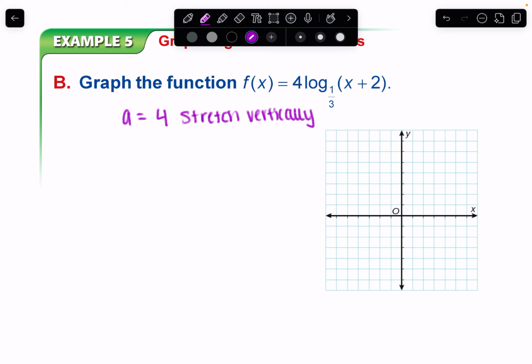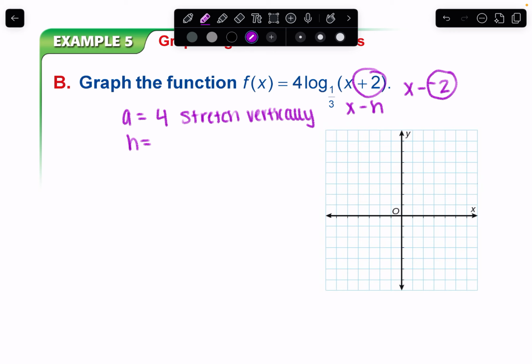Your h value is what is inside the parentheses. So your h value is actually a -2. Where that comes from is your formula is x minus h. In order to get a positive, I would have actually had a minus a -2. So the -2 is what I'm pulling from that.